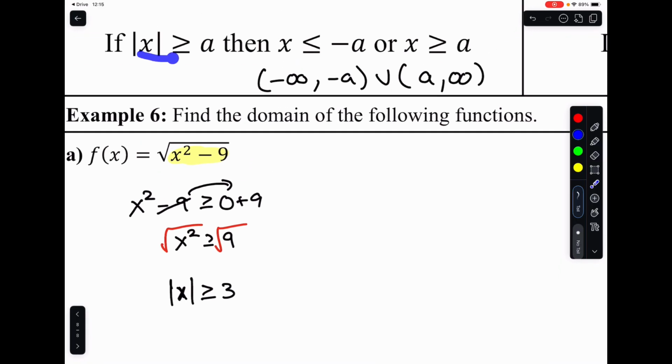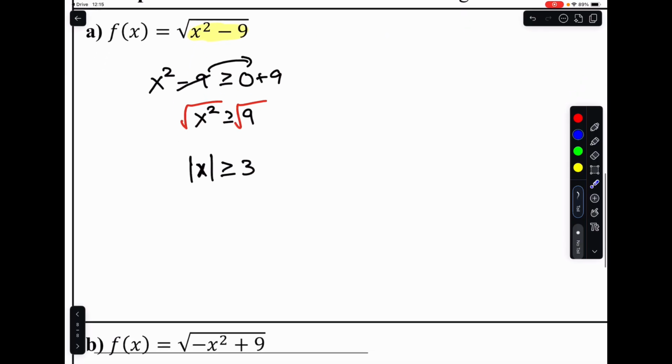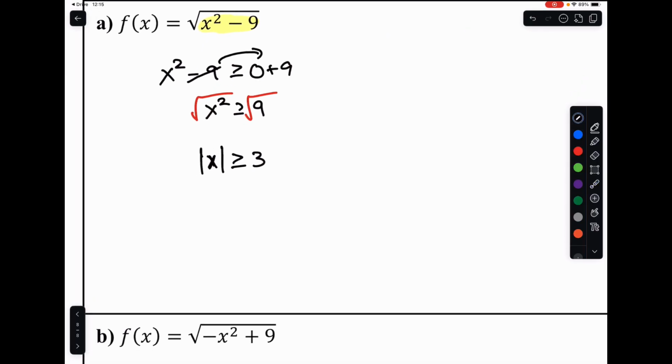Then that means x is going to be less than or equal to the opposite of this number, or x will be greater than or equal to that number itself. So that's going to be our inequality for what values are allowed to be used for x. x is less than or equal to negative 3, or x would be greater than or equal to positive 3. And that's going to be your domain. So those are the x values, again, that are going to exist. So nothing between negative 3 and positive 3 is going to exist. And in interval notation, that will look like this.